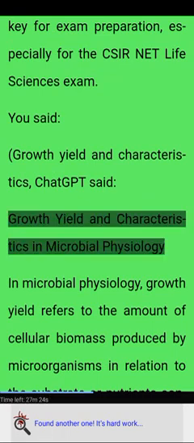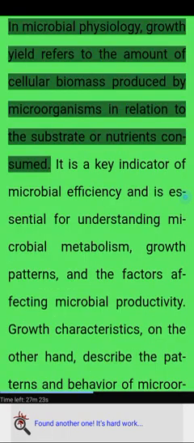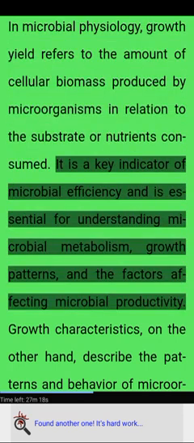Growth yield and characteristics in microbial physiology. In microbial physiology, growth yield refers to the amount of cellular biomass produced by microorganisms in relation to the substrate or nutrients consumed. It is a key indicator of microbial efficiency and is essential for understanding microbial metabolism, growth patterns, and the factors affecting microbial productivity.